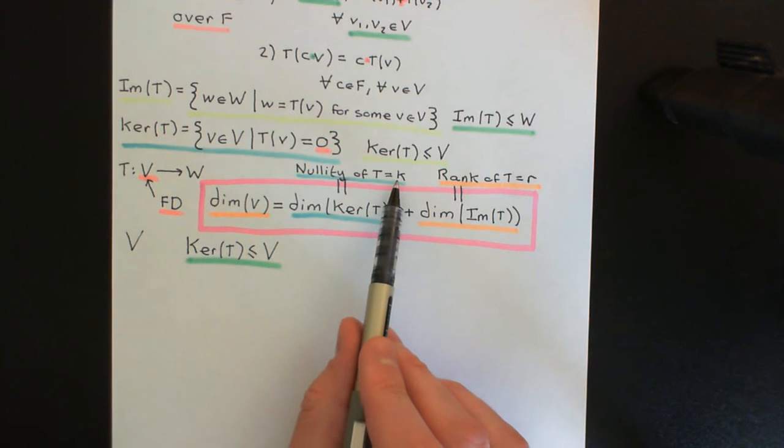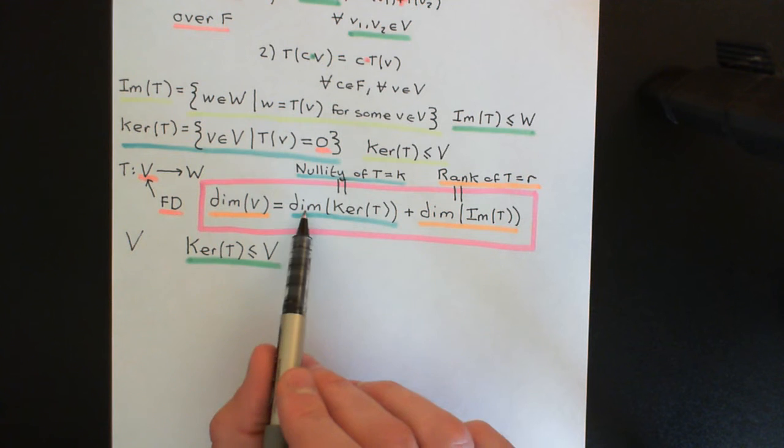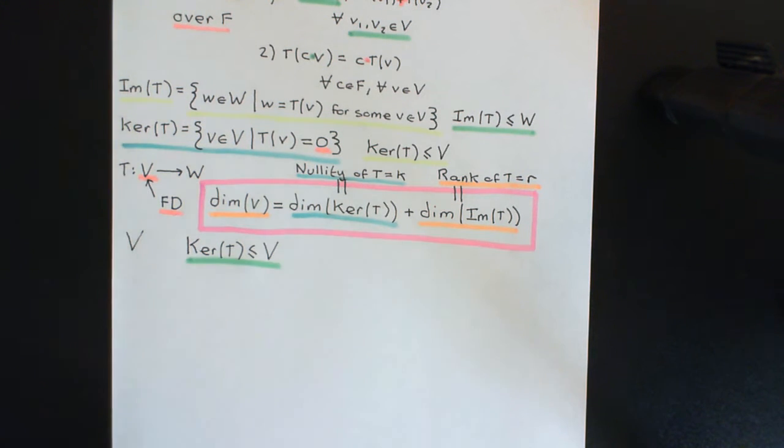So we're going to have this constant little k, which is just the dimension of the kernel of T, or the nullity of T, and we're going to have this constant little r, which is the dimension of the image of T, also called the rank of T. So that's just words, that's just names. Okay, back to the actual proof.